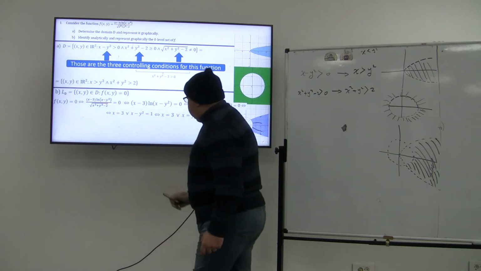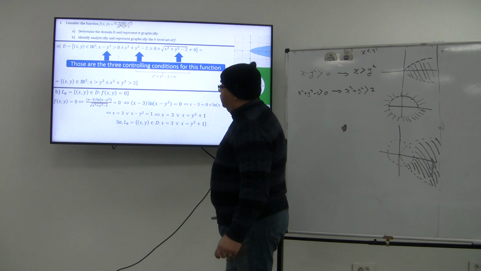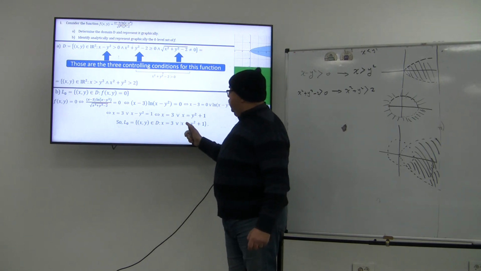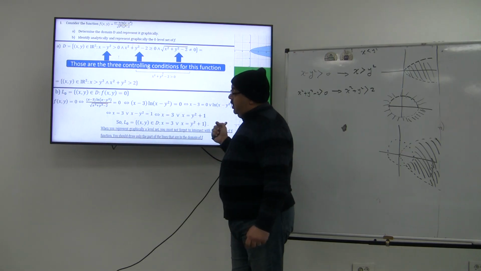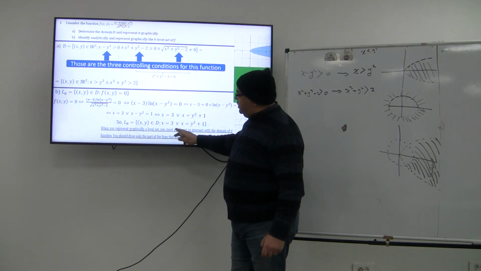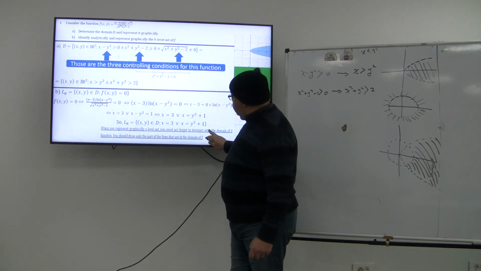There is a remark here, that's the equation that I'm telling you about. L0 is x equal to 3, or x equal to y squared plus 1, which is this parabola. But I want you to remark that when you represent graphically the level set, you must not forget to intersect with the domain.